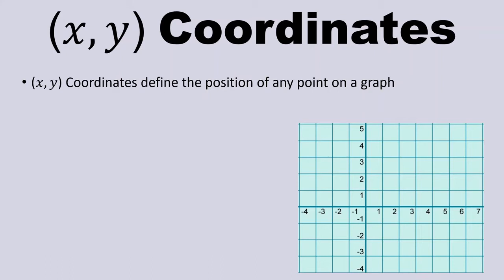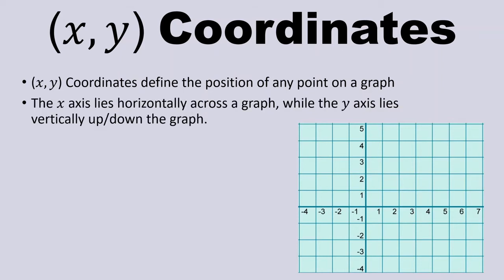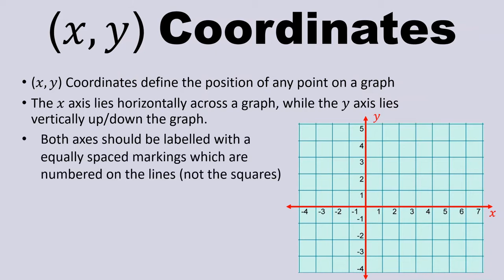XY coordinates define the position of any point on a graph. We call them XY coordinates with reference to the X and Y axis. The X axis lies horizontally across a graph, while the y-axis lies vertically up or down the graph. You may want to draw horizontal or vertical arrows along with your note to make sure you don't get the terminology confused. Both axes should be labeled with equally spaced markings, which are numbered on the lines, not the squares.